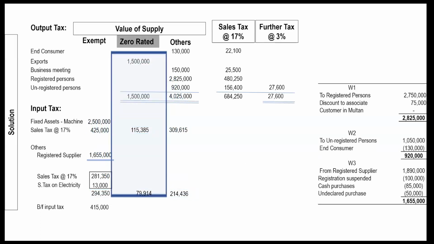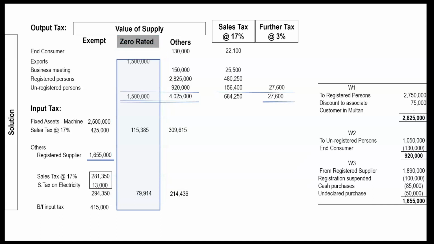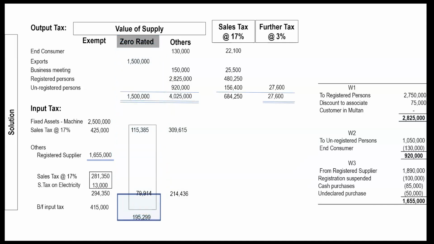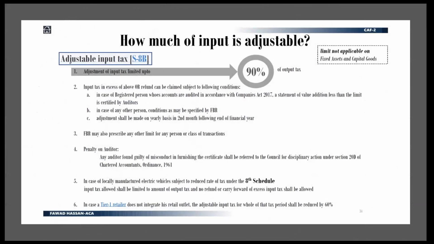Now we can easily work out input tax relevant to 0-rated items. This input tax will be refunded. Amount of refund is Rs 195,299. Let's now talk about input tax on others. First we will apply limit of Section 8B. Add up others input tax and brought forward input tax. Total is 629,436. Recall notes slide for Section 8B.